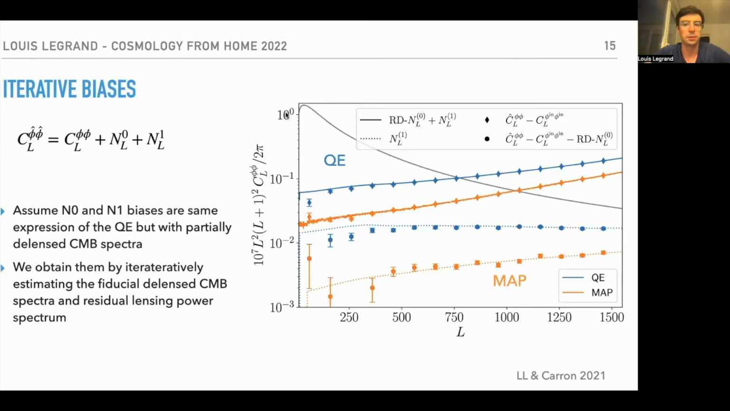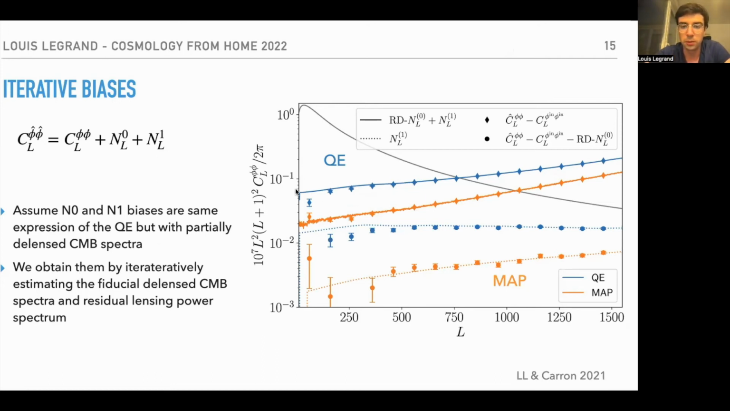So once we have the normalization of our estimator, we can estimate the biases to try to remove them and to debias our power spectrum. So what we did to compute this iterative N0 and N1 bias is to assume that they have the same expression as for the quadratic estimator, but using partially delensed spectra in the weights of the estimator. And we obtain these partially delensed CMB spectra by iteratively estimating the fiducial delensed CMB spectra together with the residual lensing power spectrum. And this worked quite well.